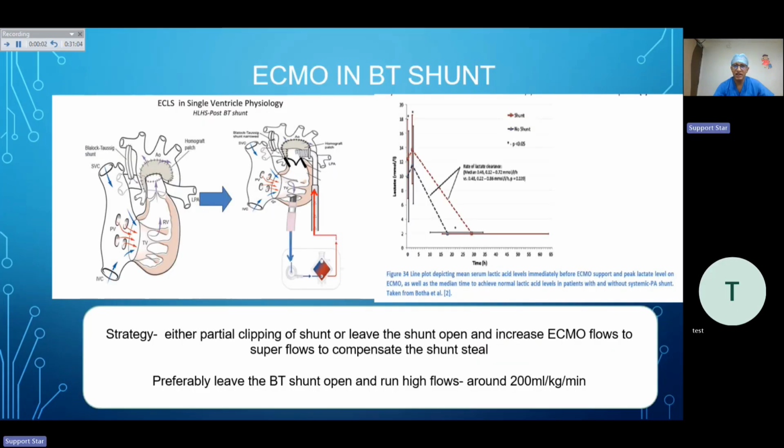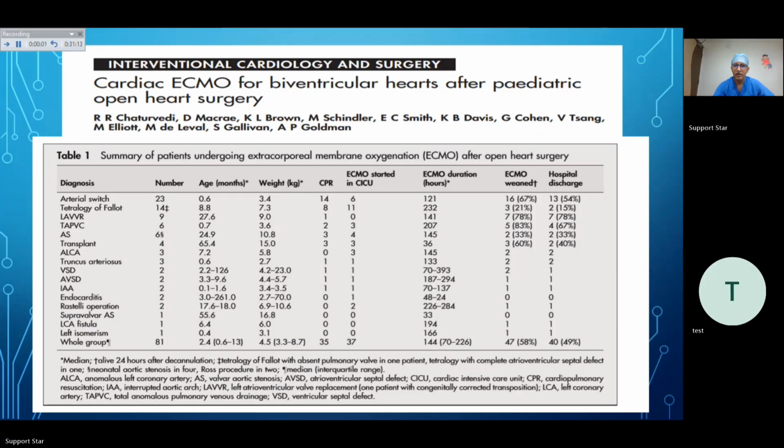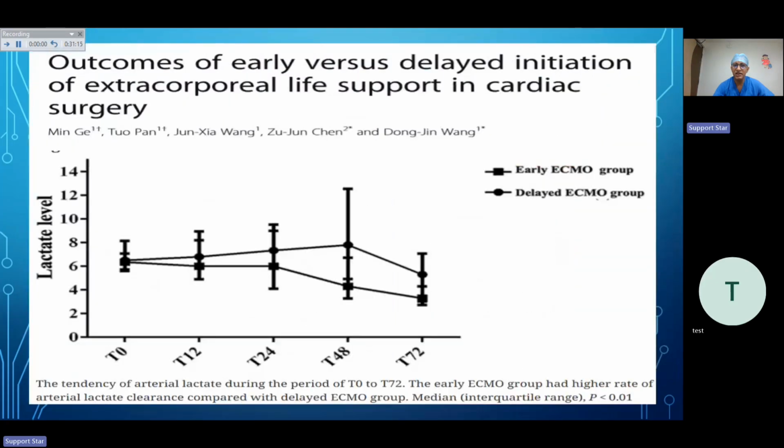Okay, ECMO in BT shunt again is challenging because there is a lot of steal. So you have to provide good circulation in that by providing higher flows. Okay, let's stop at this stage.